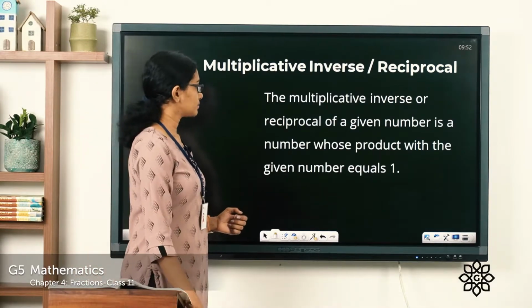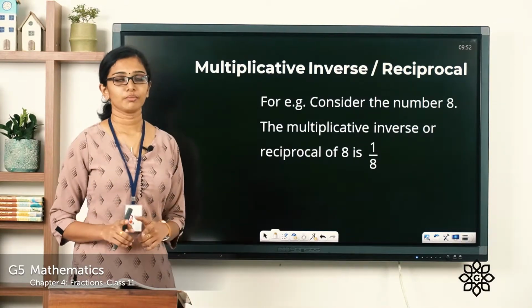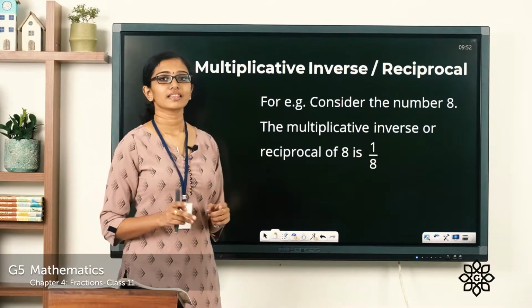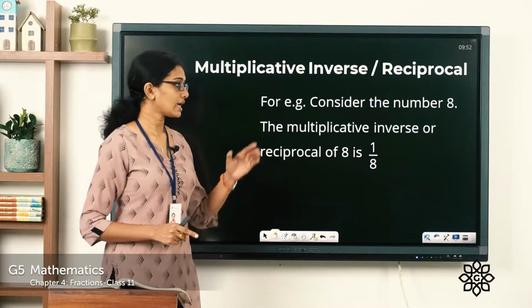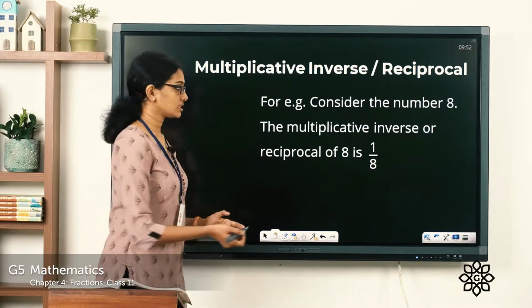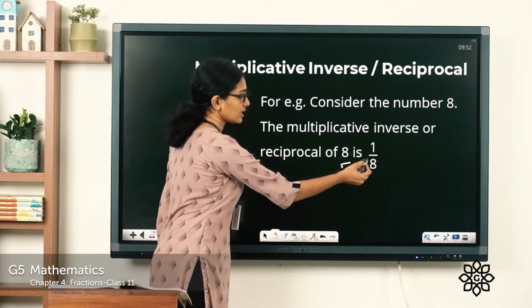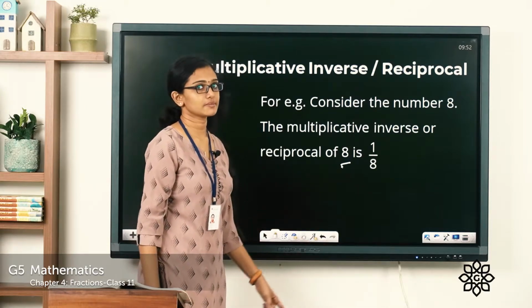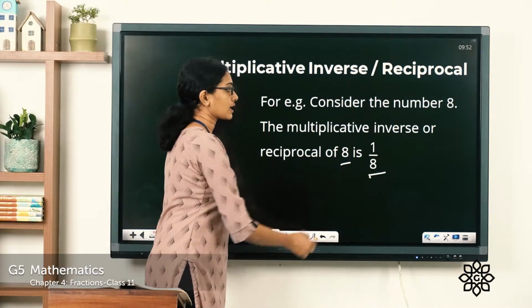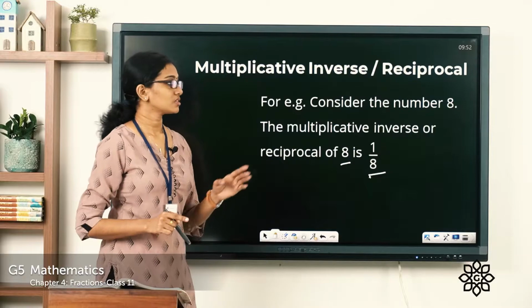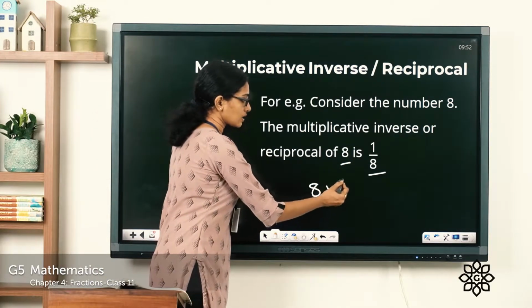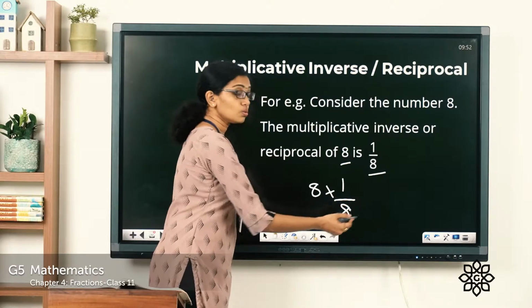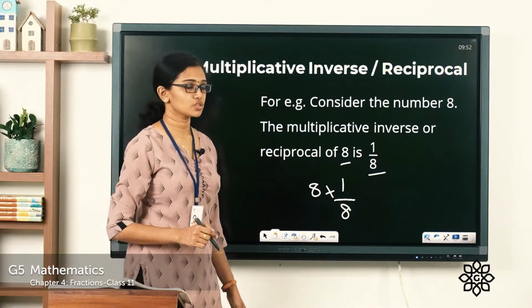Let's see that with examples. For example, consider the number 8. The multiplicative inverse or the reciprocal of 8 would be 1 by 8. See, you have 8 here and the reciprocal or the multiplicative inverse is 1 by 8. So, by definition, the product of these two numbers, the given number and its reciprocal, should give you 1, right? So, that is the definition.